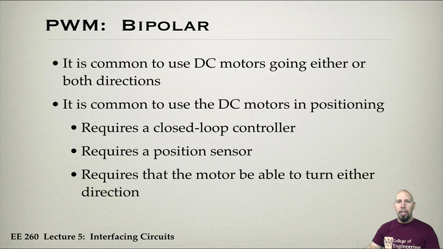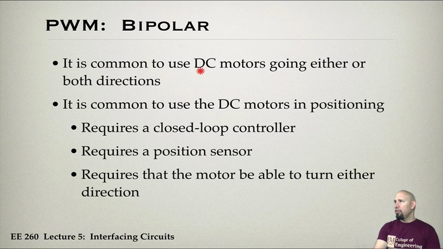Now again, the Arduino does the unipolar, so the bipolar is a little more complicated. It's common to use DC motors, for example, going either direction. Now notice you can't use the bipolar pulse width modulation if you want to light an LED. An LED has to have the current flowing one direction. The current will not flow the other direction. So bipolar doesn't work with an LED. It would work with a regular incandescent light bulb, but not with an LED.